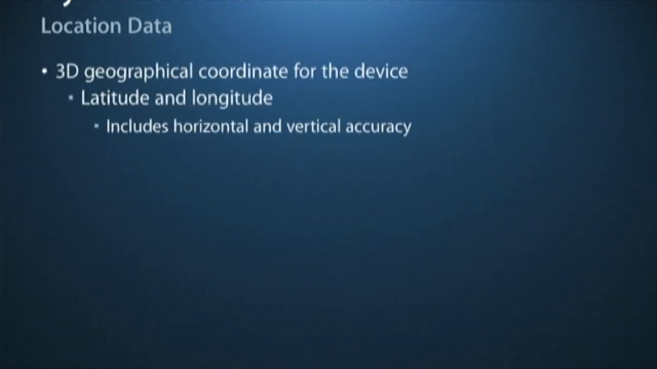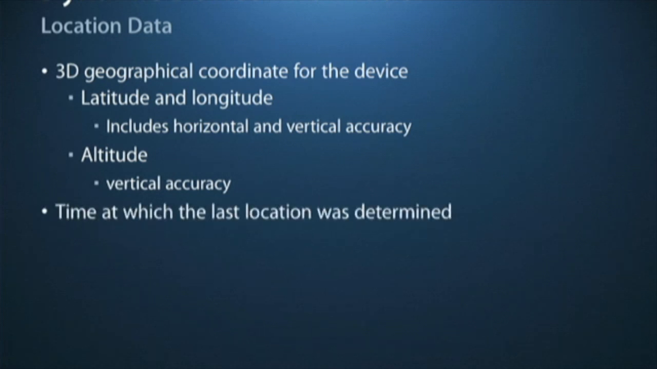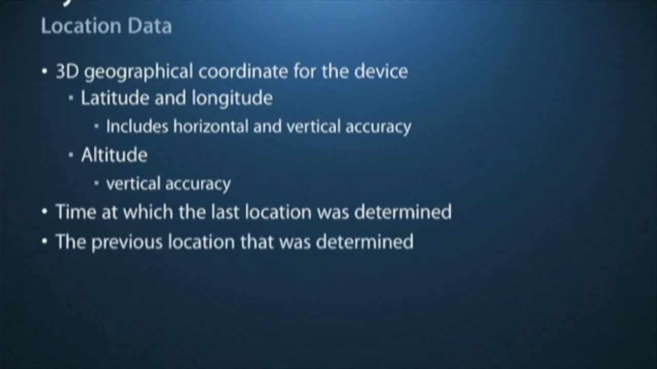Many details are available to your code when you're using Core Location. First of all, you can get a 3D geographical coordinate for the device, which is reported in latitude and longitude and includes horizontal and vertical accuracy. Second, you can get the altitude and the vertical accuracy of that altitude, and you can also get the time at which the last location was determined and the previous location that was determined.